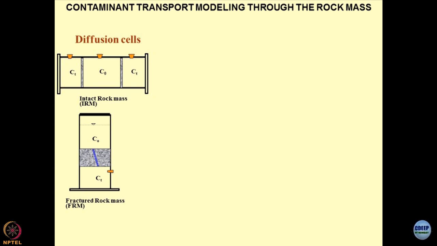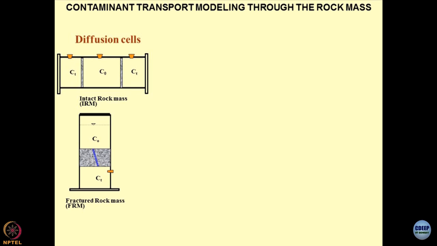The central portion is filled up with the contaminant in the liquid form. And then we keep the system as it is for several days. As and when diffusion occurs from the central portion to the left and right portion, the CT can be obtained by sampling through the port. We call this a sampling port. And to avoid evaporation of the solution, we keep it closed most of the time.